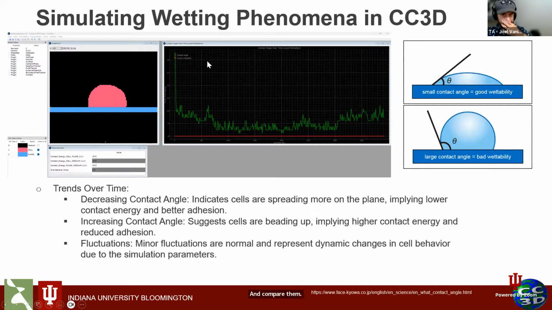So that's an interesting thing. Maybe I should move on and just say what we're trying to look at here is what these angles actually mean. If you have a small angle, it means a good wettability, and a large contact angle means a bad wettability.